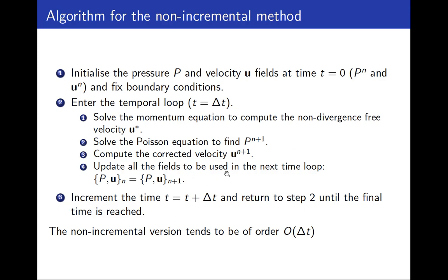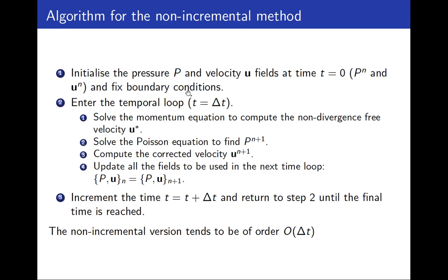So here I include a summary of the algorithm. So we solve the Navier-Stokes equations. The first step is to initialize the pressure and the velocity field at time t equal to 0. That means we will apply initial conditions, assigning values to Pn and Un. And then we will also fix boundary conditions. These boundary conditions depend on the specific problem you are working with. For instance, in a channel flow, you can use non-slip boundary conditions.